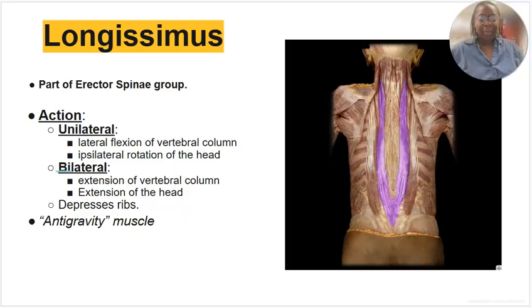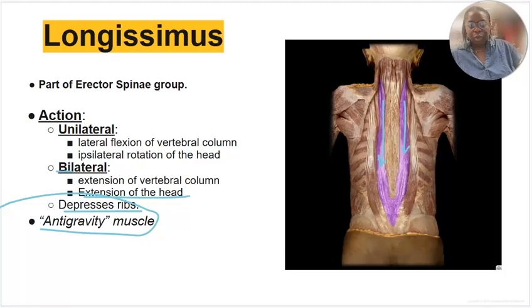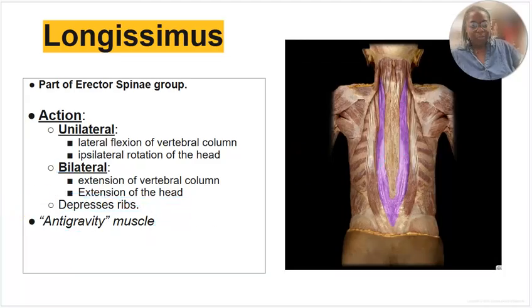Remember, this prefix here, bi, means 2. So when both muscles are contracting, it's going to cause extension of that vertebral column and extension of the head. So just standing straight, and then also head kind of straight, just like forward. The longissimus contracting, both sides of the longissimus contracting, will cause that. This here is also going to depress the ribs, and once again, that's helpful for posture.